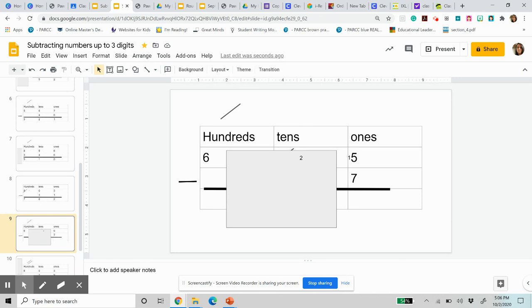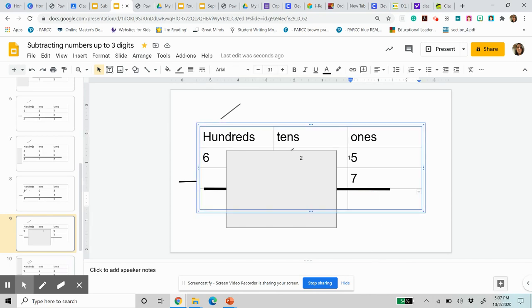15 minus 7. So you could be using the chart we gave you. Right? Some of you might be thinking, oh, well, I know my doubles. 7 plus 7 is 14. So I would need one more. So that's 8. Right? And some of you are counting up. So that would be 15.